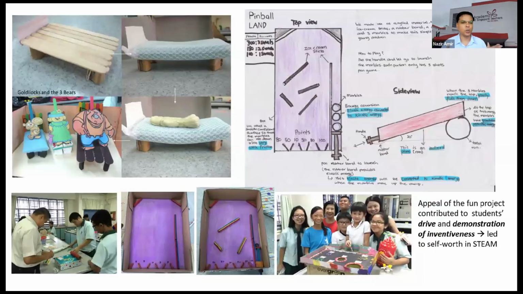They share with the teachers how they have come up with these ideas for their toys, for the creative development of these children. For example, in the story Goldilocks and the Three Bears, the Papa Bear sits on a very hard bed. The baby bear sits on a very soft bed, but the Mama Bear sits on a semi-hard, semi-soft bed. All this, I think, because of the appeal of the fun project, contributed to students' drive and demonstration of inventiveness. If I tell the students to come up with inventive or creative ideas, and if the context is not fun, I don't think I will be able to get my students to come up with interesting ideas.